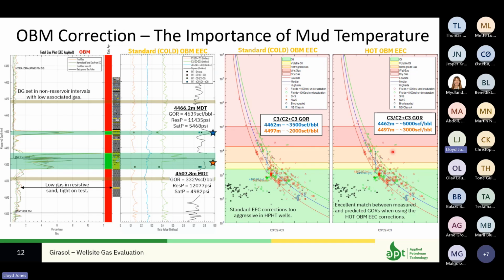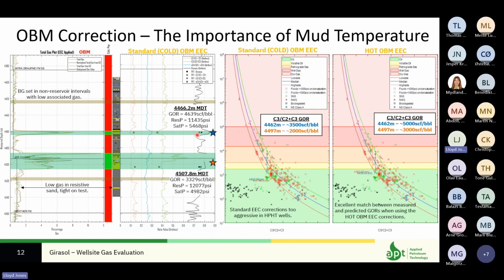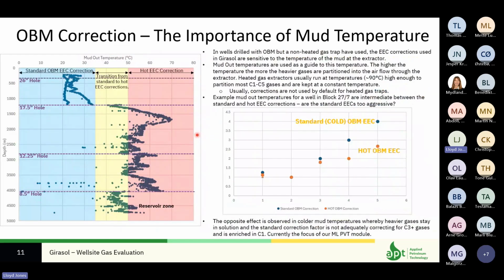So the predicted GORs then in the circle, in the orange, are 5,000. Sorry, there's a mix-up in the colors here. The predicted GORs then are a lot closer to the actual measured values. So this is an example showing how important the mud return temperature is. So this is an example where we're in a hot mud, but the opposite is true if you're in colder temperatures. So your heavier gases are staying in solution, so you're not looking wetter.